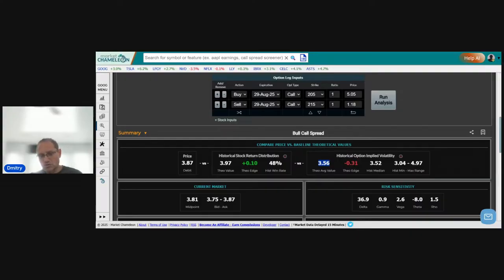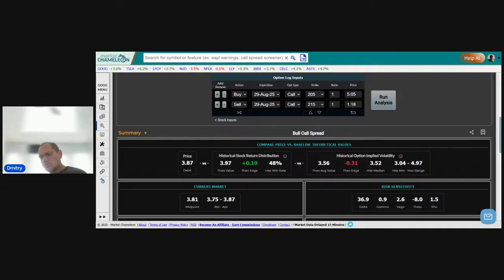So the current market price is a little bit higher than that average, which is 31 cents lower. The median price is 352, meaning half of the spreads in our historical database were priced below 352, half of them were above 352. And the range on the low end and high end was 304 to 497. So we could see that this is in between the range, it's not on the low or high end, it's somewhere in between there.